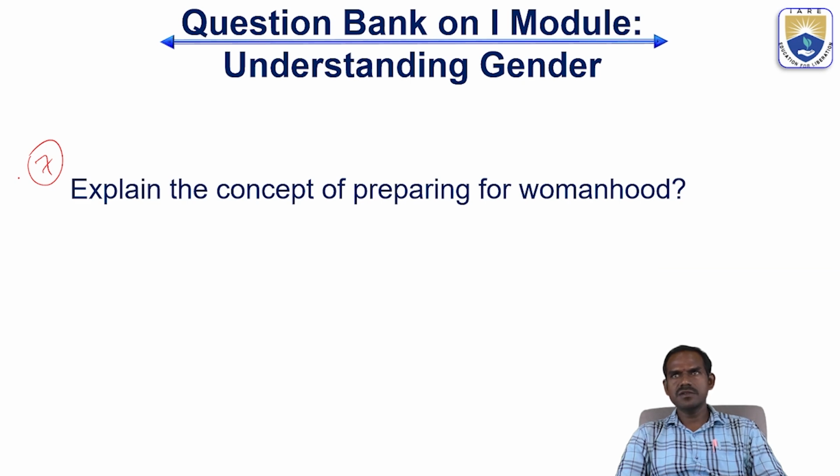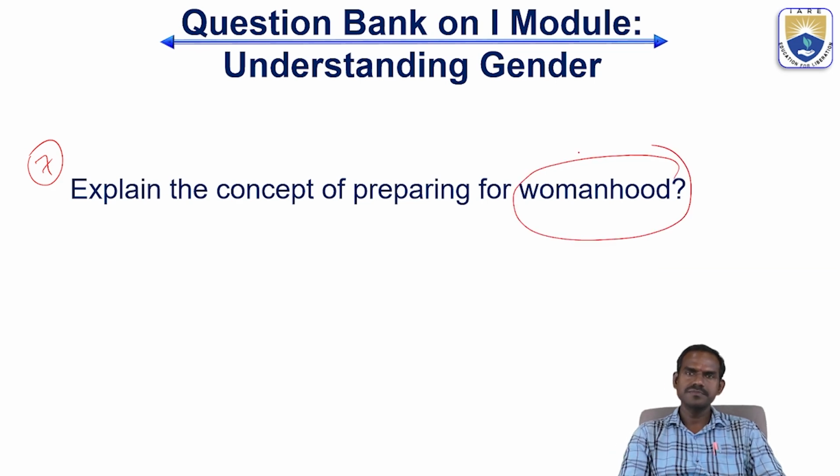Explain the concept of preparing for womanhood. How do you prepare for womanhood? Womanhood means, what is the specific character of woman? Being a mother in the society. Okay, means once she is married, she will be having interaction with her husband, then she will get motherhood. Motherhood is characteristic of womanhood.